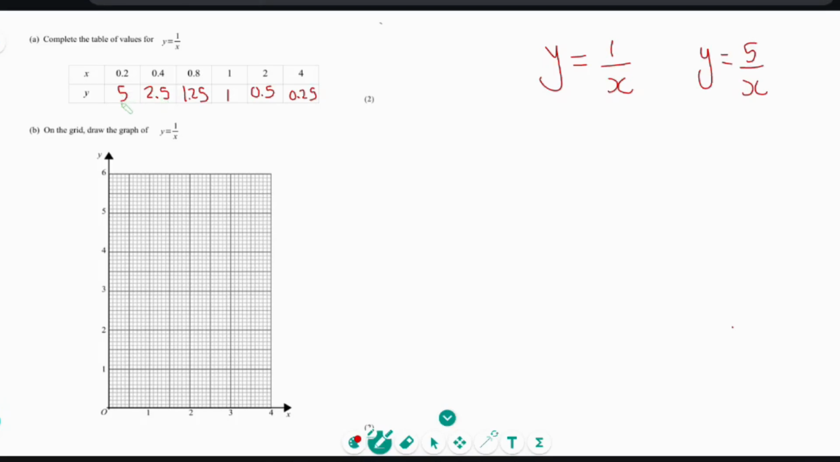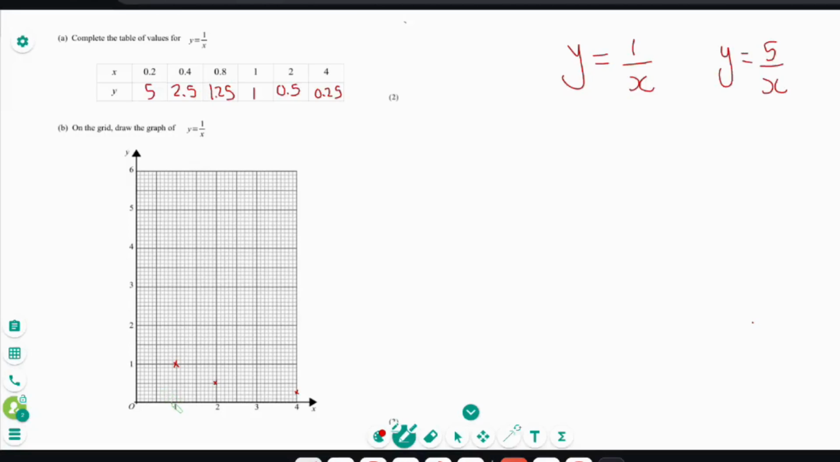Okay, let's plot our points, plot our coordinates on our graph. 4 and 0.25, 2 and 0.5, 1 and 1, 0.8 and 1.25, 0.4 and 2.5, 0.2 and 5. Now this graph has a really important feature. What if x was 0? What's 1 divided by 0? Can't do that. It's impossible.